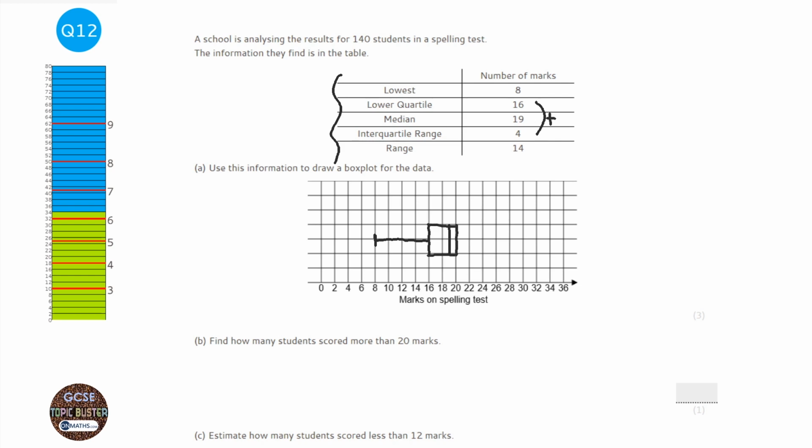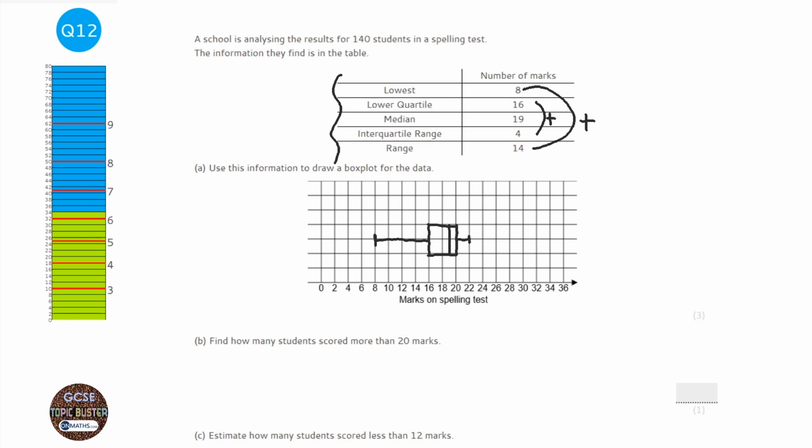Now the range is the biggest take away the smallest. So if the smallest is 8, then to work out what the highest is going to be, I just get the range, which is 14, and add on to the 8. So 14 plus 8 is 22. So the highest value is at 22. There we go, and that's our box plot. So that's question 1 done.